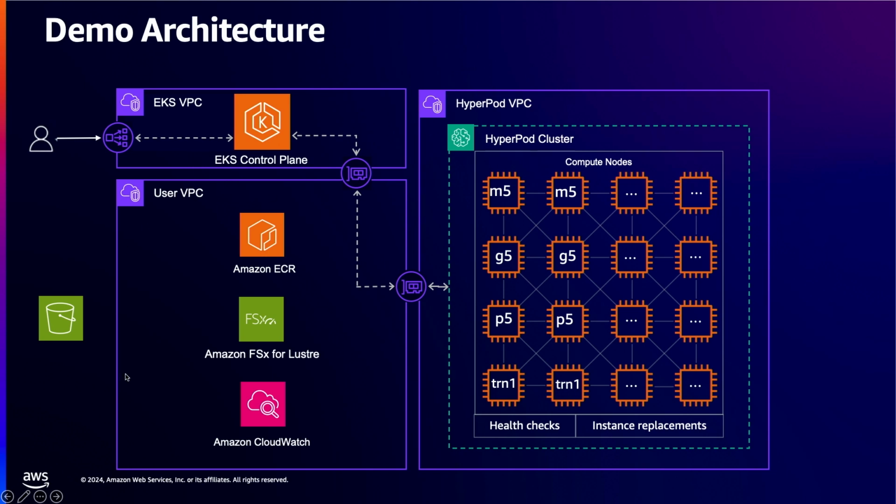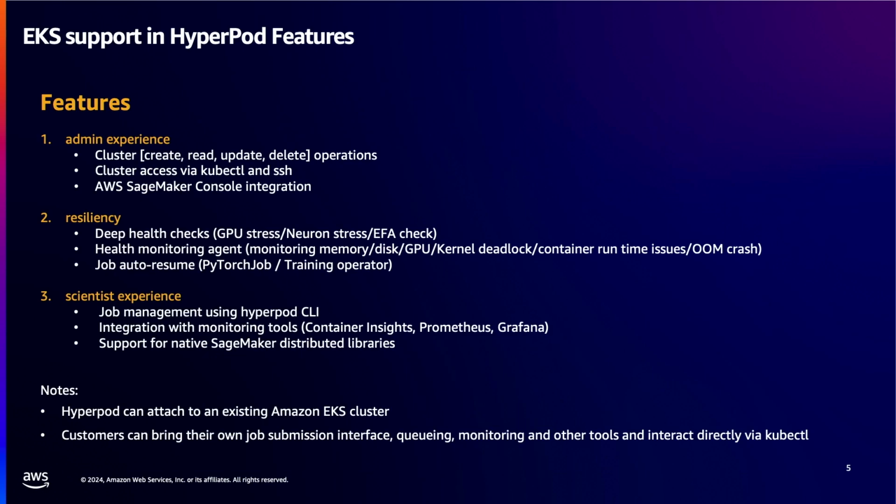In the user or the customer VPC, we'll use the Amazon Elastic Container Registry. We'll have a shared FSx for Lustre volume, and we'll use Amazon CloudWatch Container Insights. The features of HyperPod are grouped around 3 experiences. First is the admin experience. This provides you the ability to create, update, delete clusters, access your clusters via kubectl, and if you need to, you can access the nodes via SSH.